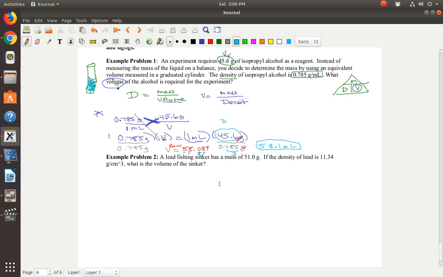Now, what about this top one? I just used the cheat here. Volume is equal to, and so I use this little triangle cheat. The mass now here is 45.6 grams. Density is 0.785 grams over milliliters. Okay, grams cancels again.